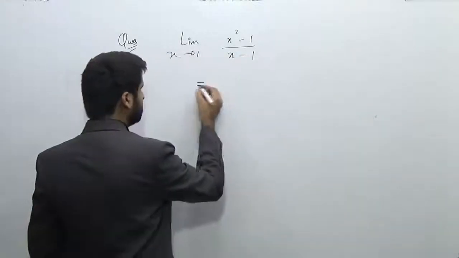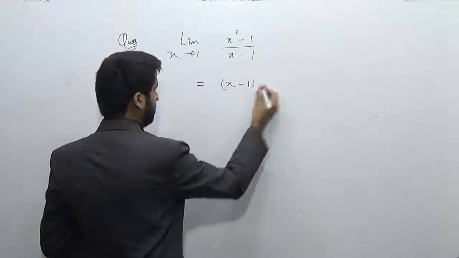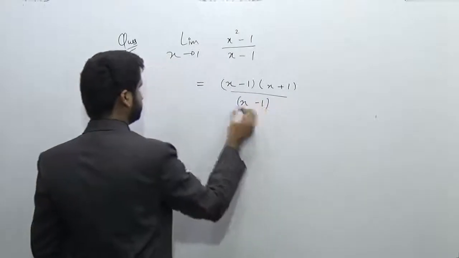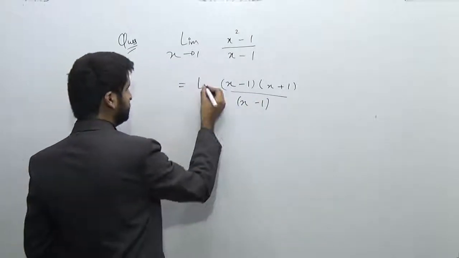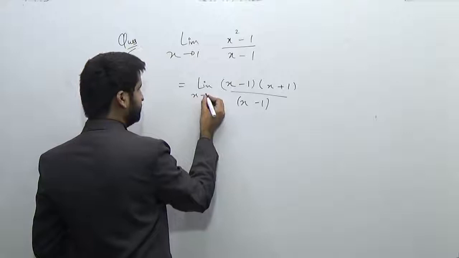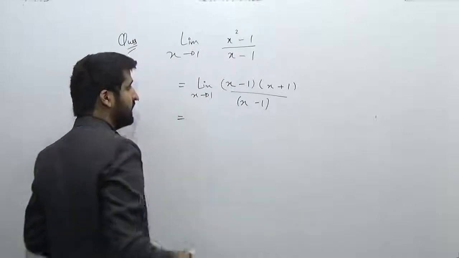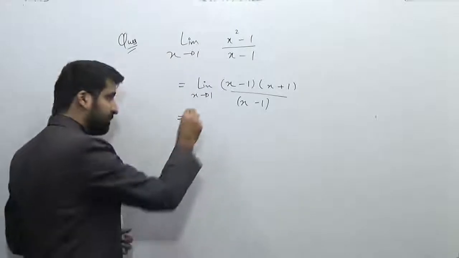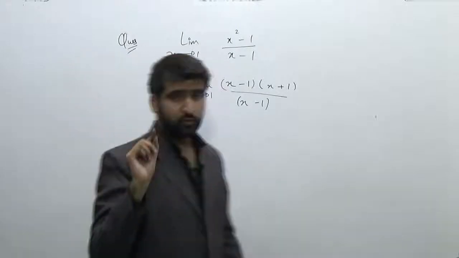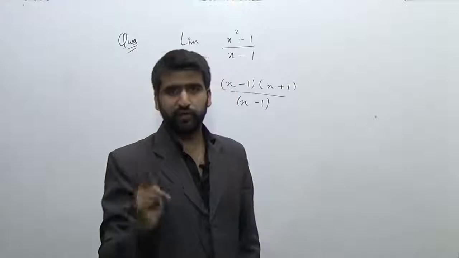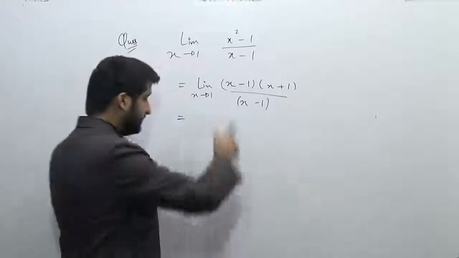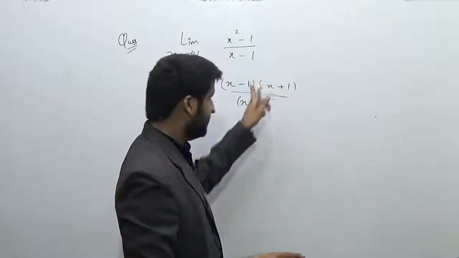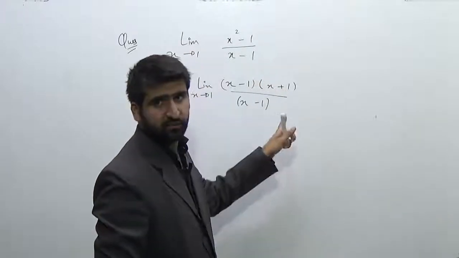So what can I do is, I can factorize this one. (x minus 1)(x plus 1) upon (x minus 1). And can you cancel this out? No. Now we know that as x approaches 1, the value of x is not equal to 1. If the value of x were equal to 1, these two would have cancelled out and we would have got nothing. This would be 0 upon 0 form.